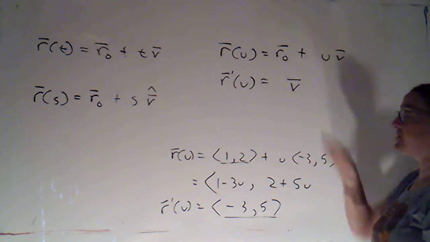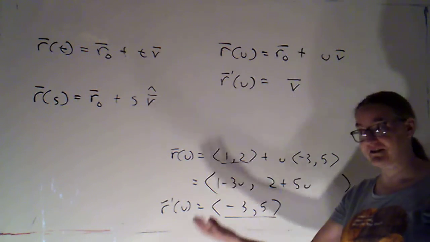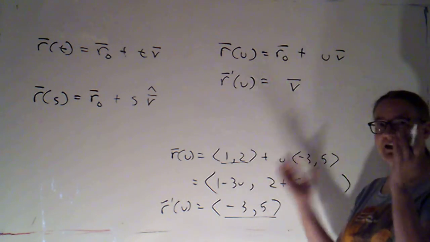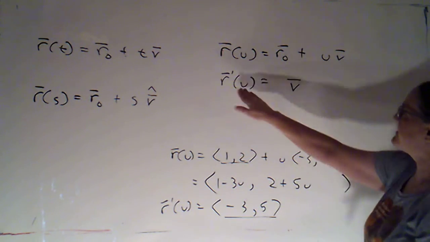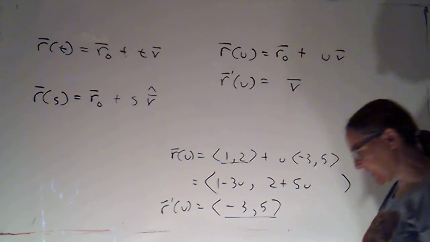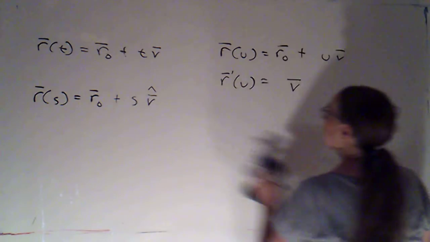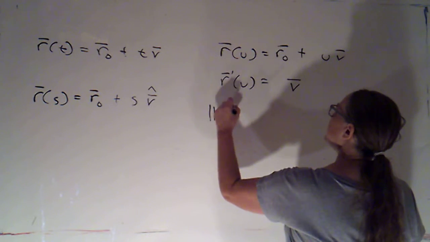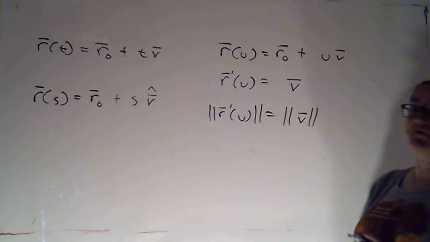That's great, because the direction vector was sort of taking the place of slope. I know the derivative of a line is the slope of the line if I'm just talking about y equals mx plus b. But now with vector functions, the derivative of a line is the direction vector for that line. Now what that means is that the magnitude of r prime of u is just the magnitude of v.